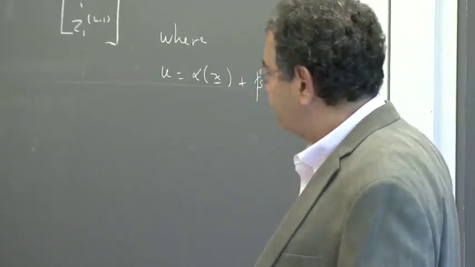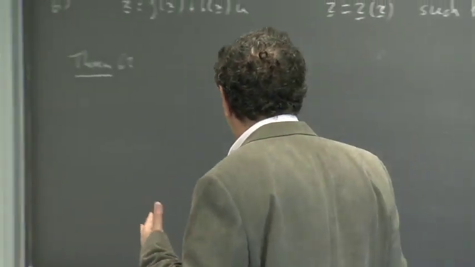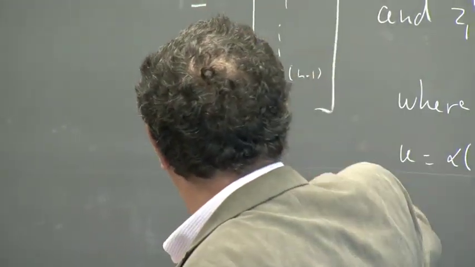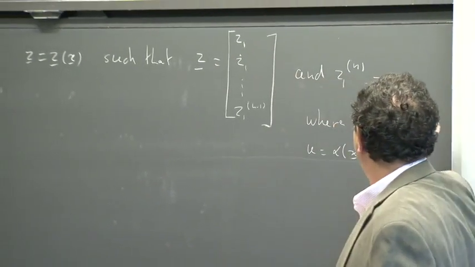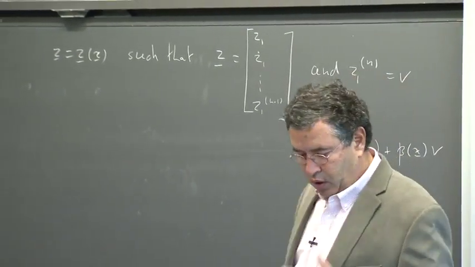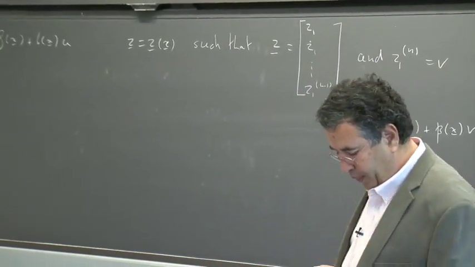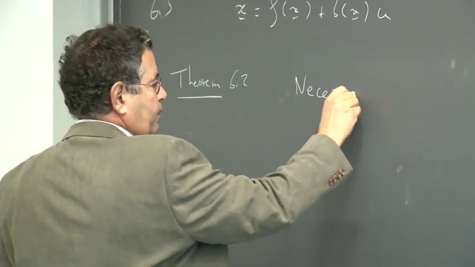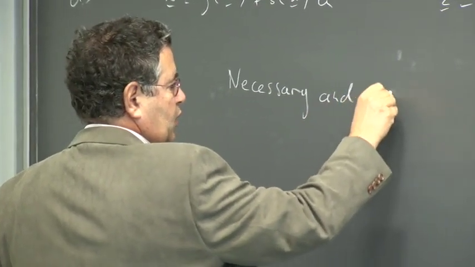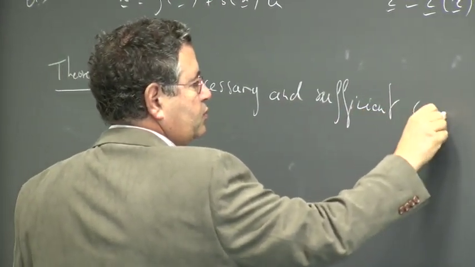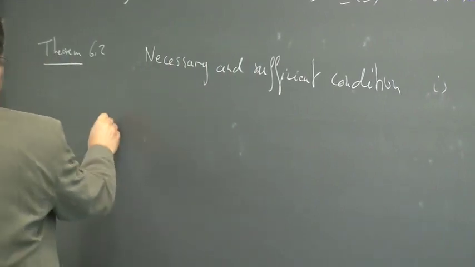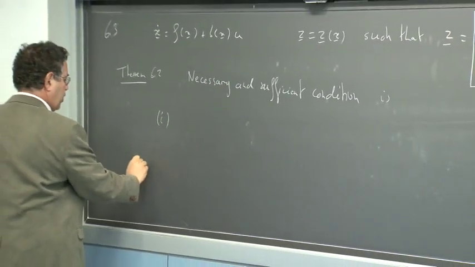So the theorem is a necessary and sufficient condition for this to be possible. Okay, so in other words, for finding a state transformation so that the transformed state has this simple form. And of course, then the last equation is just z_n equal v. So a necessary and sufficient condition is the following, that the two conditions be verified. So it's 1 and 2.